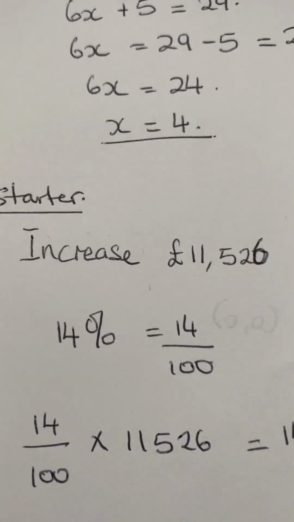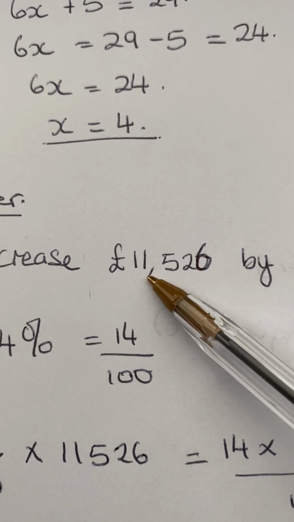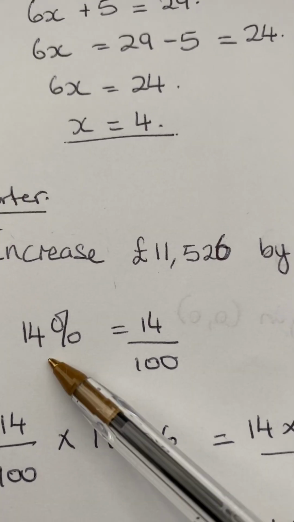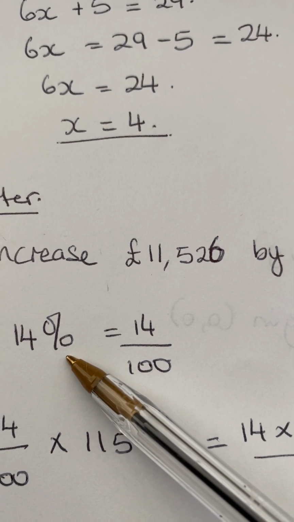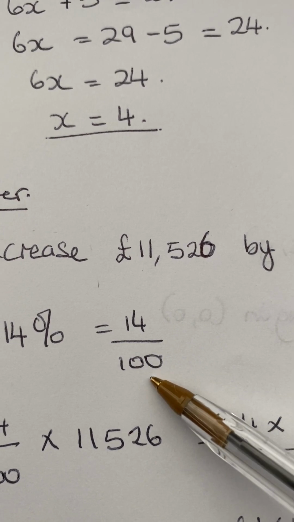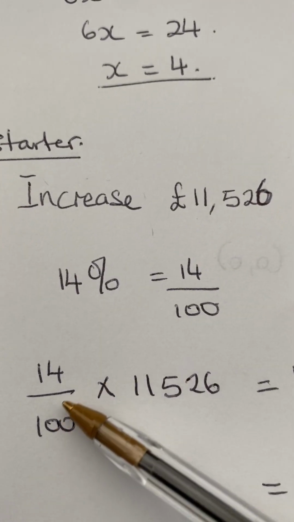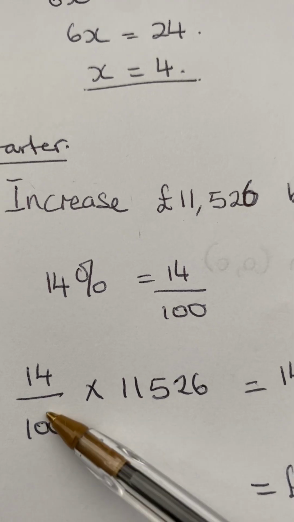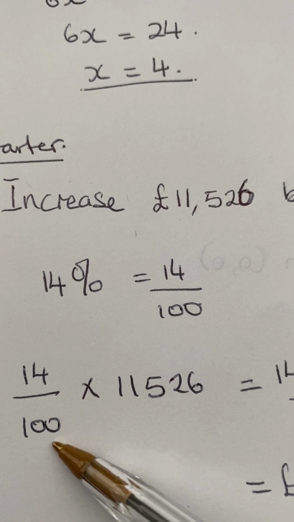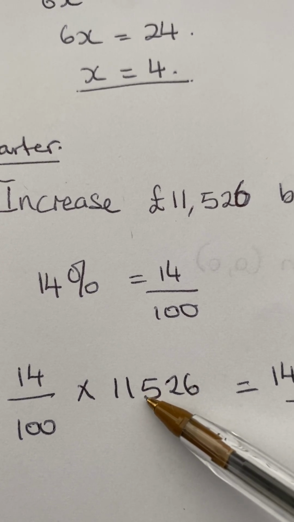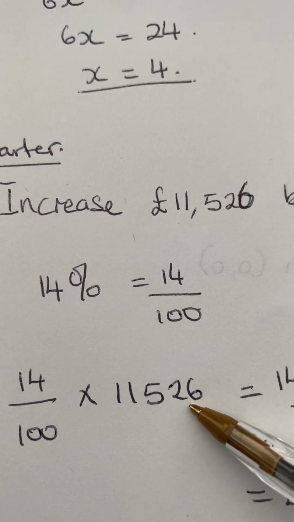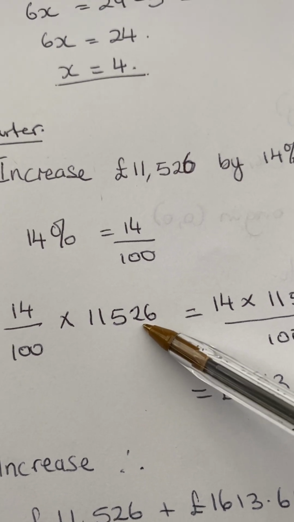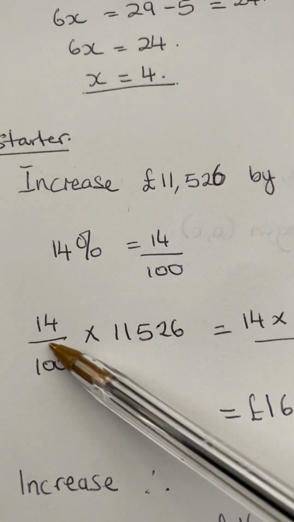Now, our starter today: increase £11,526 by 14%. From our earlier video, we know 14% is 14 out of 100. It's in the percentage video, so if you want to, you can have a look in the earlier videos. So 14% is 14 divided by 100 times 11,526. On the calculator, you multiply 14 by 11,526, and whatever you get, you divide by 100.